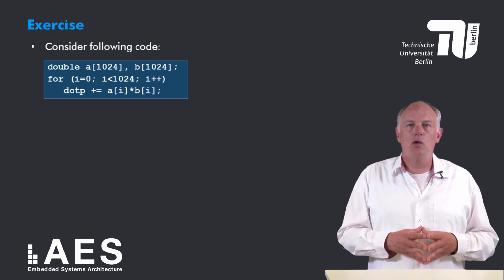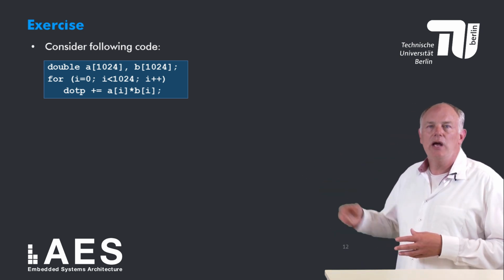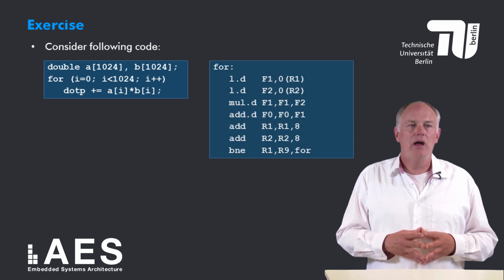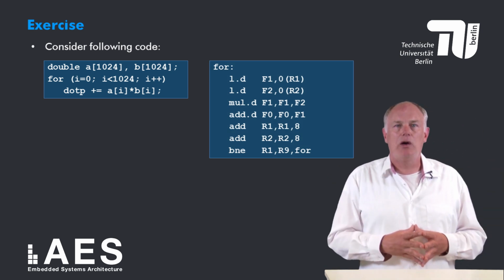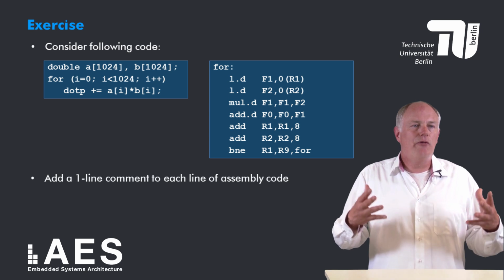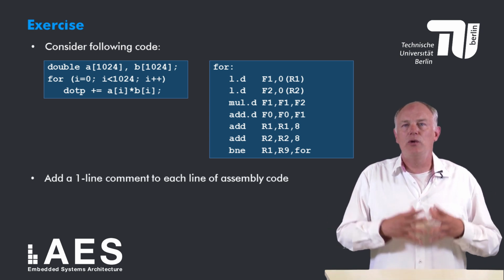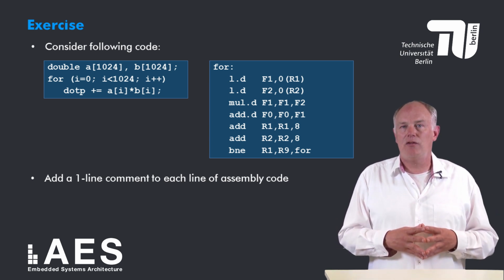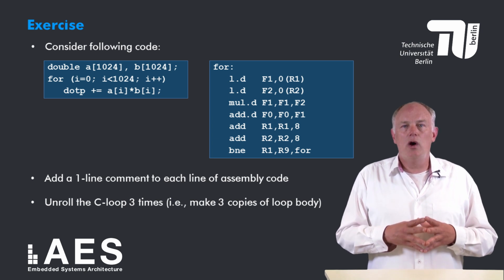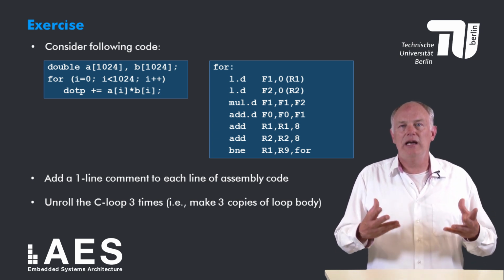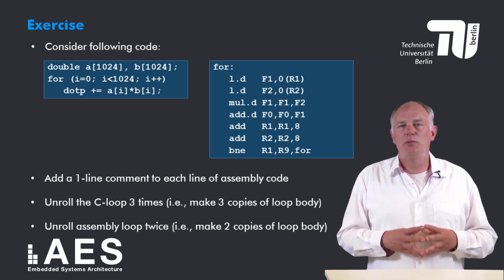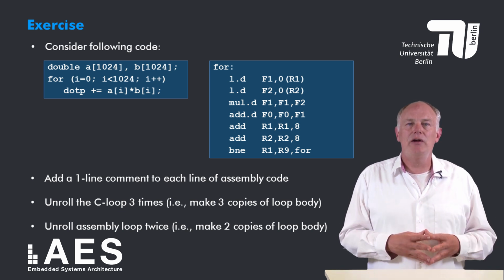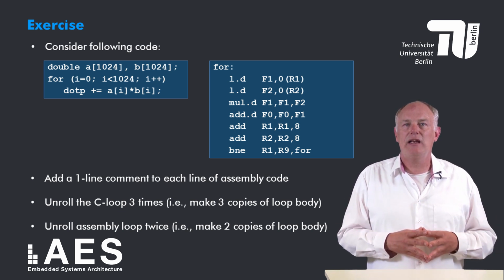Finally, an exercise about loop unrolling. Consider the code shown here, which computes the dot product of 2 arrays, aka vectors, a and b. The compiler has generated this assembly code. The exercise is to first add a short comment to each line of assembly code. In particular, this comment should explain what is contained in register R9. Second, to unroll the C loop 3 times, and finally, to unroll the assembly loop twice. I strongly recommend you to do this exercise in order to have a better understanding of this important optimization technique, loop unrolling.